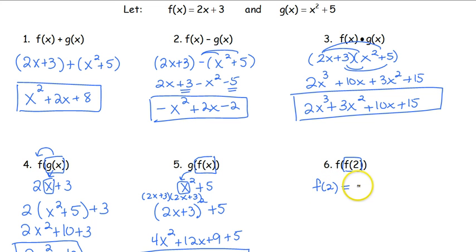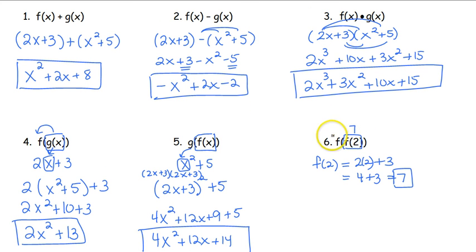That means we take our f of x function, and we're going to plug 2 in everywhere that we see an x. In this case, we only have one spot. So that becomes 4 plus 3, giving us 7 as our answer. But that's only representing f of 2. f of 2 is actually the number 7. So now we have to take that 7 and plug it into the f again.